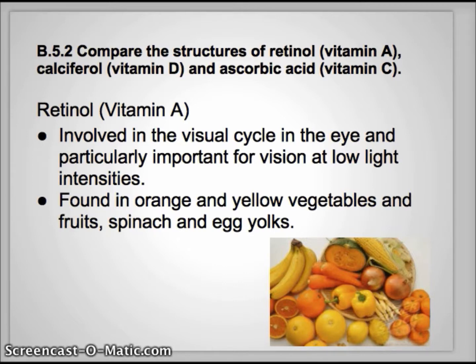When you are looking to get more vitamin A, you need to look for orange or yellow vegetables and fruits, spinach, or egg yolks. That's where you'll find the higher concentrations of vitamin A in the majority of food that you will be encountering.